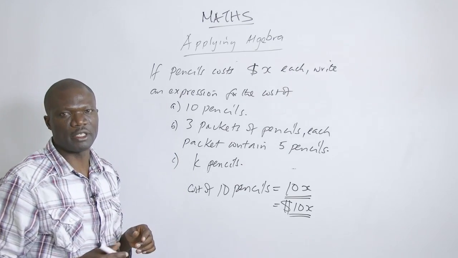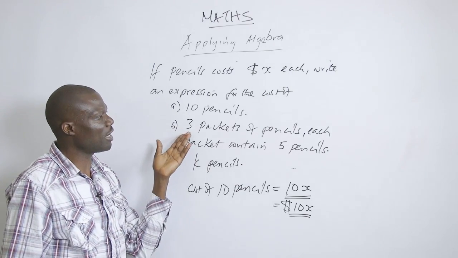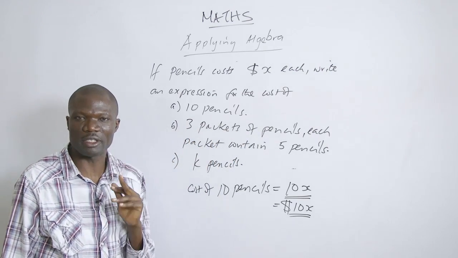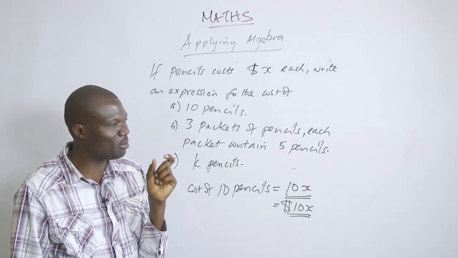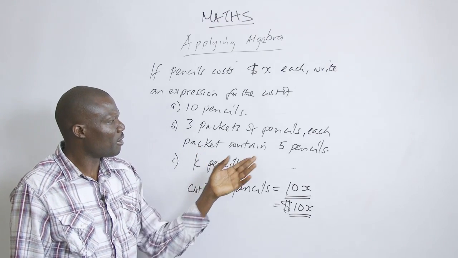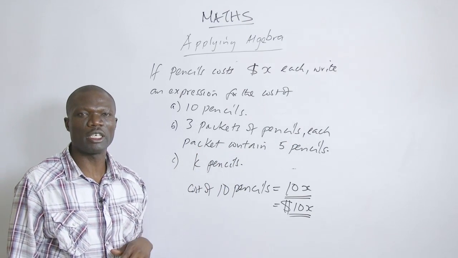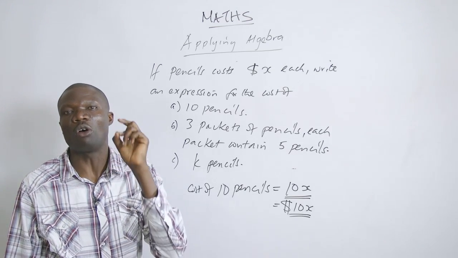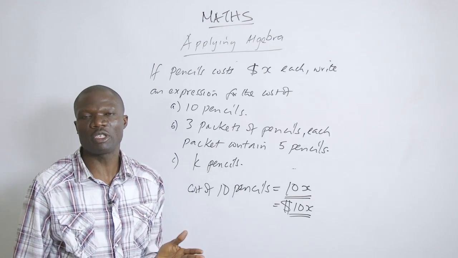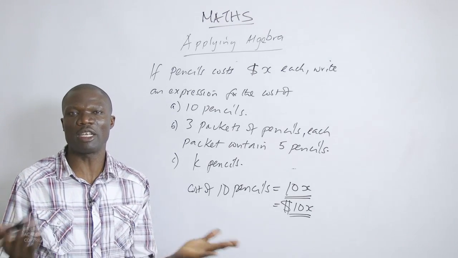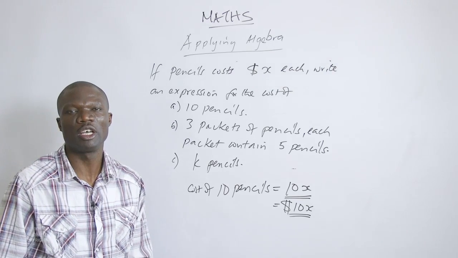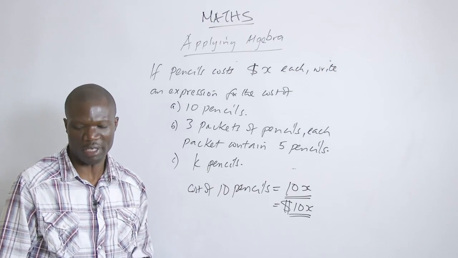For the second part, they have introduced packets. So we want to find the total cost of 3 packets of pencils. But now, each packet contains 5 pencils. So we are looking at the cost of 3 packets. Now here, we shall move step by step and define how much it costs for 1 packet, and then how much it would cost for the 3 packets.